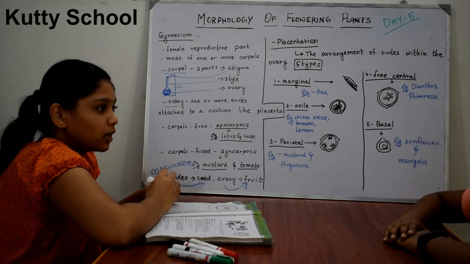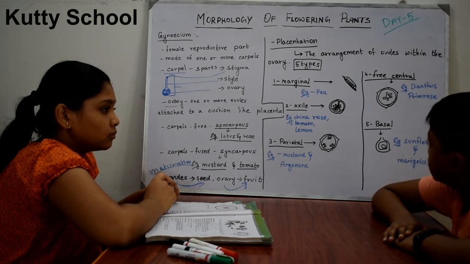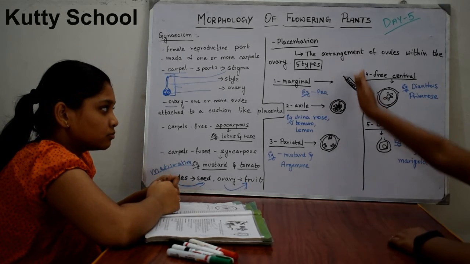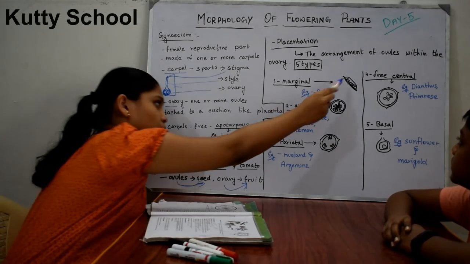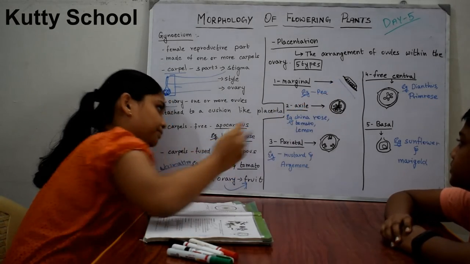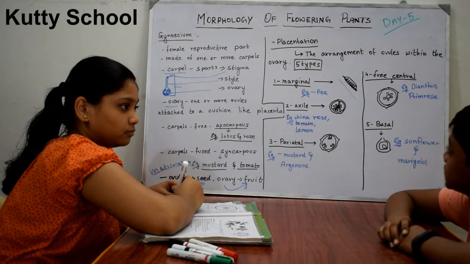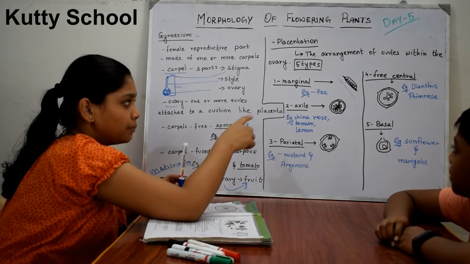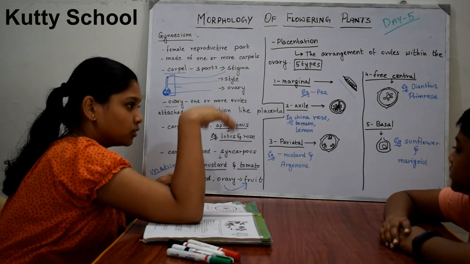The first one is marginal placentation. What is marginal placentation? Margin. All the ovules are attached to a margin of the carpel. Example pea. You can see in pea, if you divide it, the ovules will be attached to a margin only.